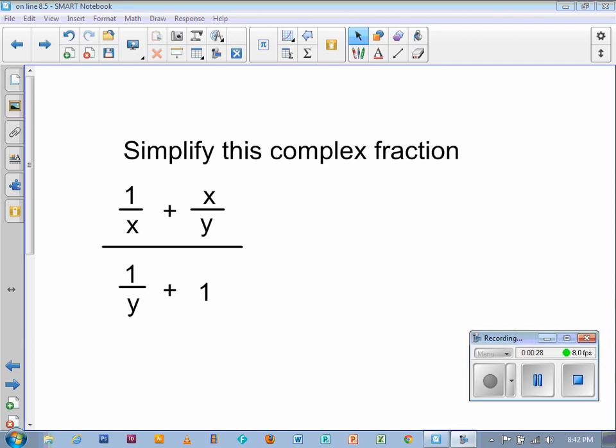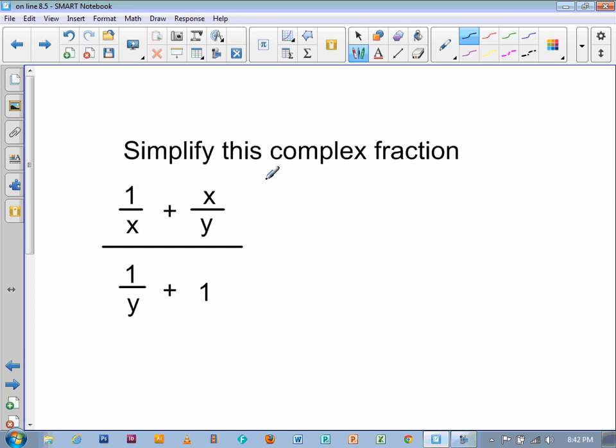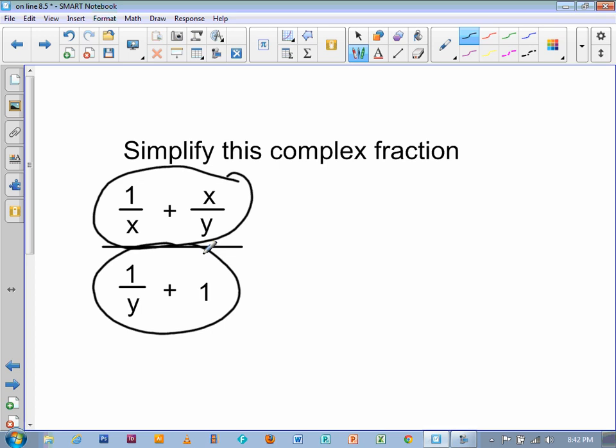One way of doing this is to add the numerators together and the denominators together to the best of your ability. Now obviously from your Pearson video you realize that you cannot add these two fractions together. We must find an LCD. Now there's nothing in common with x and y, so it becomes just the product of x and y. That becomes your LCD.